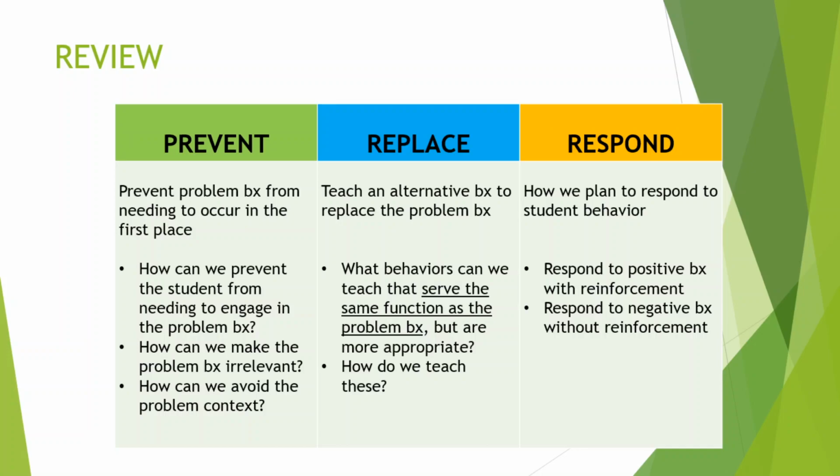Next, we will need to think about different ways to replace the behavior. So teach an alternative behavior to replace the problem behavior. A question you can think about is, what behaviors can we teach that serve the same function as the problem behavior but are more appropriate? How do we teach these? And then finally, for the third column, respond, how do we plan to respond to student behavior? A question to think about is, how do we respond to positive behavior with reinforcement? How do we respond to negative behavior without reinforcement?